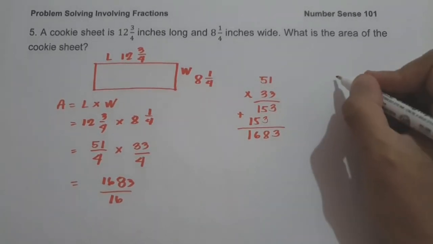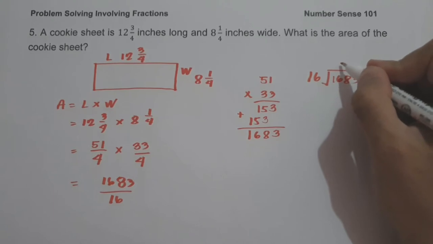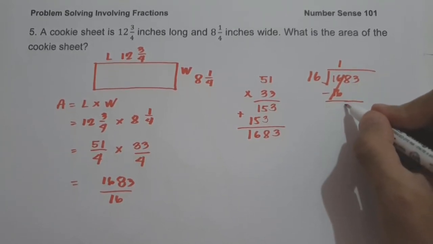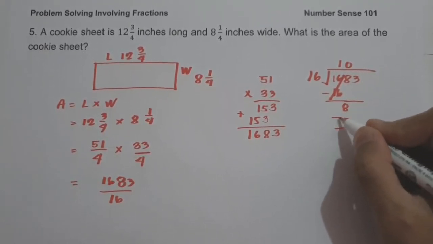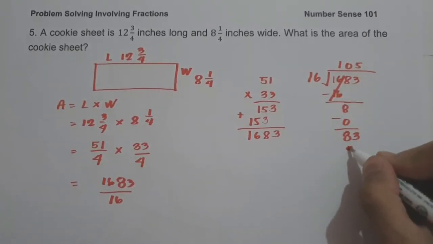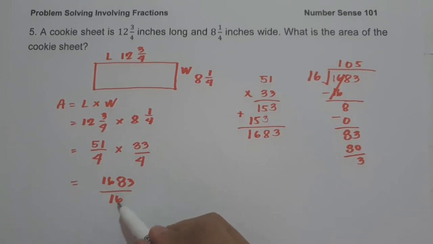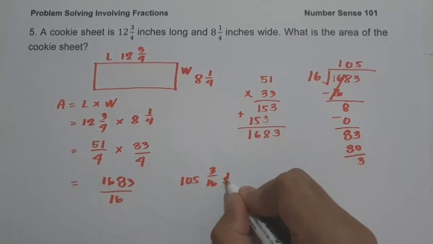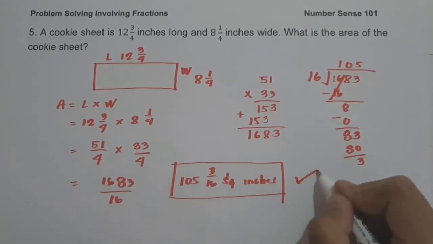So if you're going to divide this one, let us have 1,683 divided by 16. 16 divided by 16 is 1. 1 times 16 is 16, and 16 minus 16, that is 0. So we are going to cancel this one. Let's bring down 8. 8 divided by 16, that is 0. 0 times 16 is 0. 8 minus 0 is 8. Let us bring down 3. 83 divided by 16 is 5. And 5 times 16, that is 80. And we have a remainder of 3. So therefore, 1683 divided by 16, that is 105 and 3 over 16 square inches. So this will be the area of our cookie sheet, and this will be our answer.